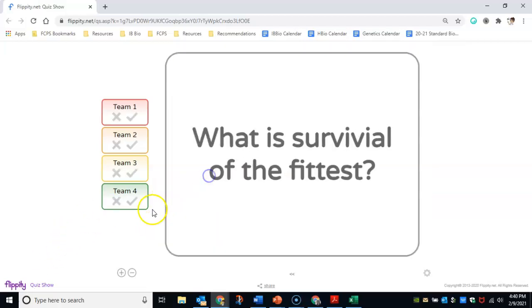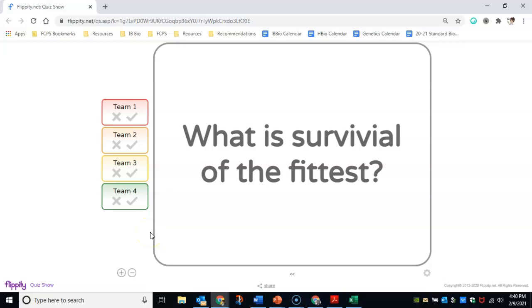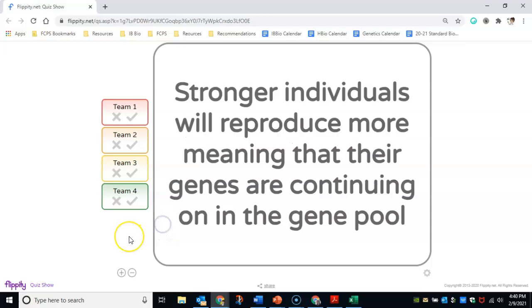For 300, what is survival of the fittest? You hear this all the time. It is nothing to do with how strong you are, okay? So you don't need to be able to lift 400 pounds. You just need to be able to reproduce more. So stronger individuals will reproduce more.